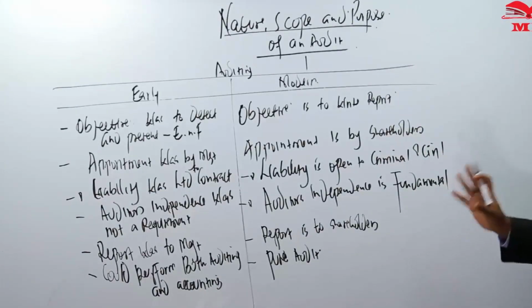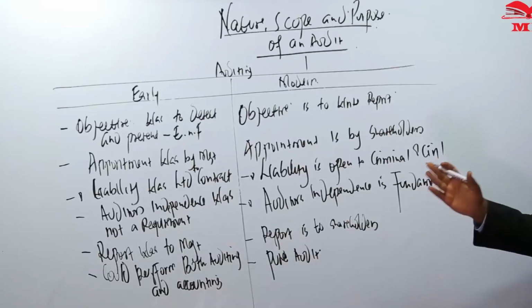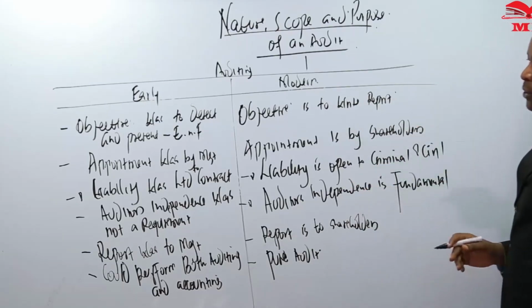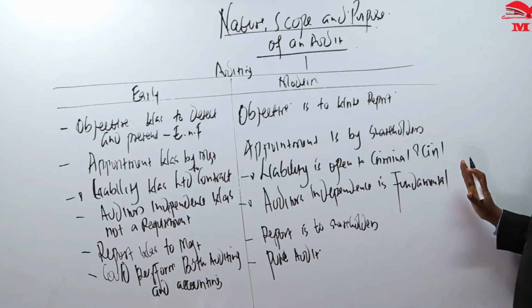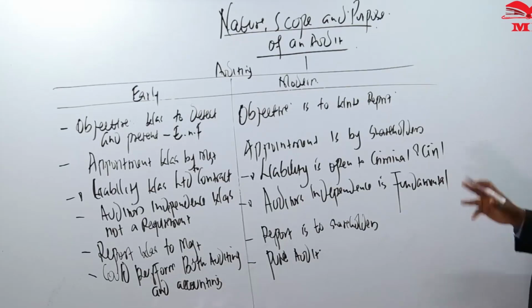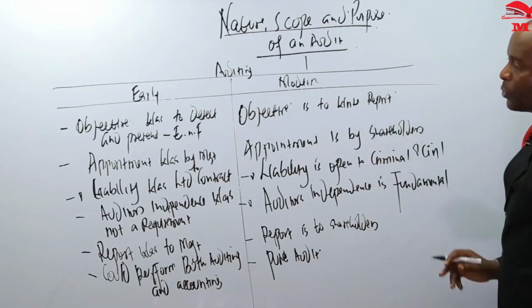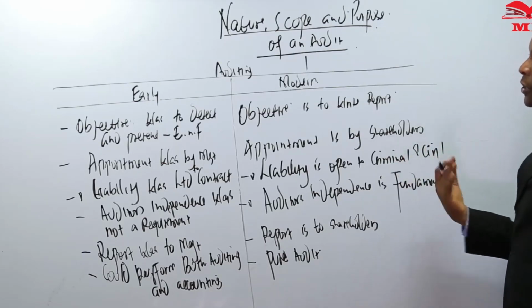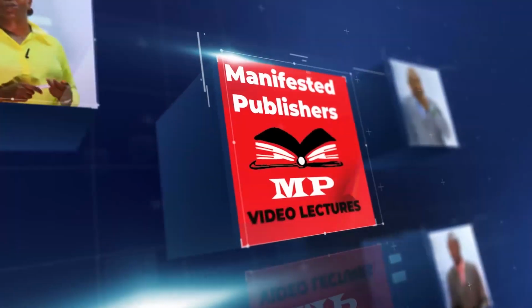So if you go to the features that we had earlier listed concerning the early audit, each and every feature will give you another feature for modern auditing. Where you say that the auditor was appointed by the management, here you say the auditor is appointed by the shareholders. Where you say the duties were defined by the management, here you say the duties are defined by the Companies Act. And that is what we refer to as the differences between early auditing and modern auditing.